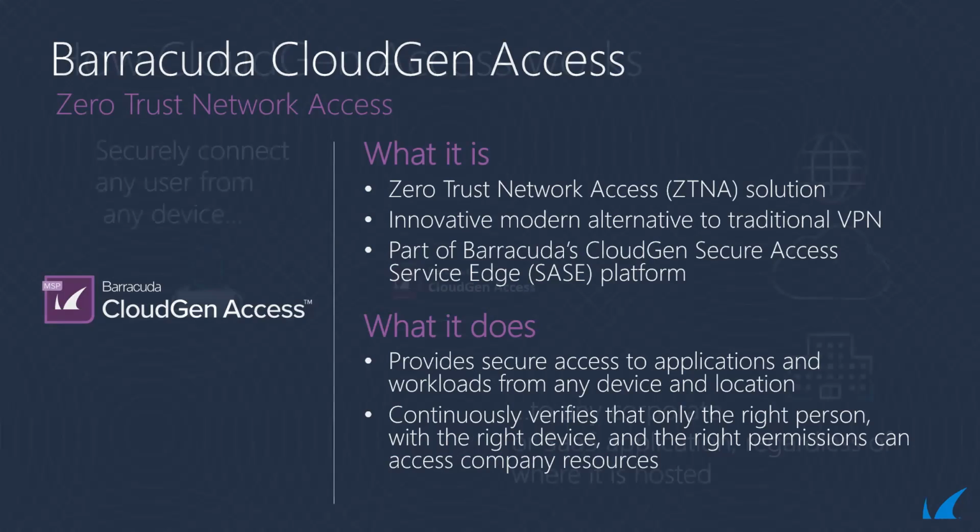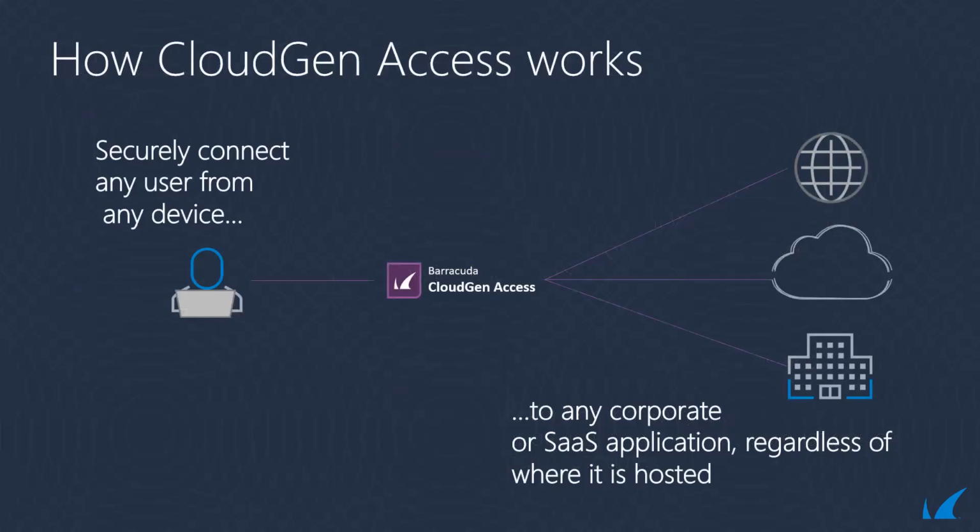So ultimately, the goal of CloudGen Access is to securely connect any user from any device to any resource, regardless of where it's hosted. Some key facts about it. It's broken into three pieces. One piece is an application that's available for pretty much any operating system. Users can download it in the App Store for Apples, for Androids, downloadable for any operating system via the website. So lots of flexibility, and it's really self-service. So users can go ahead and download it on whatever device they want to use.